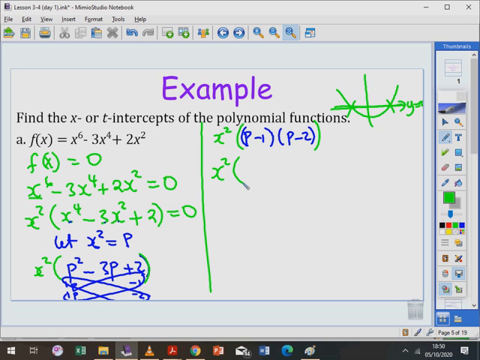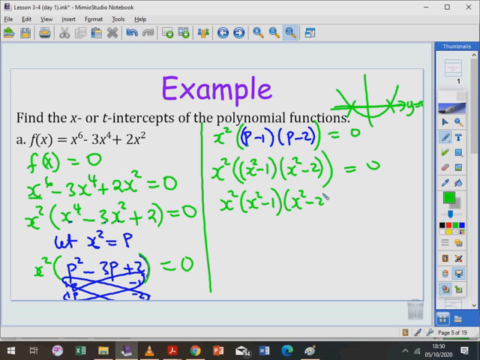Now remember, I introduced that just for convenience. I need to go back to my original variables, which was x squared. You know, p stands for x squared, so this is just x squared minus 1, and this is x squared minus 2. So all of this is equal to 0. My factored expression is now x squared into x squared minus 1 into x squared minus 2 is equal to 0. And if I want to find the x values for that, I'm just going to solve by equating each of these to 0. So I'll equate x squared to 0, and I'll get x is equal to 0.